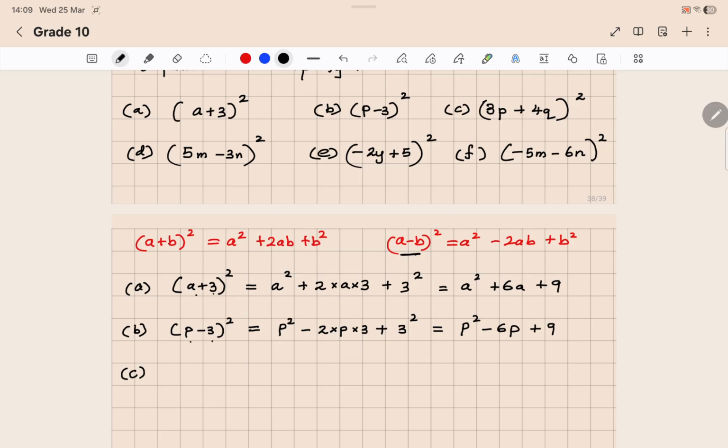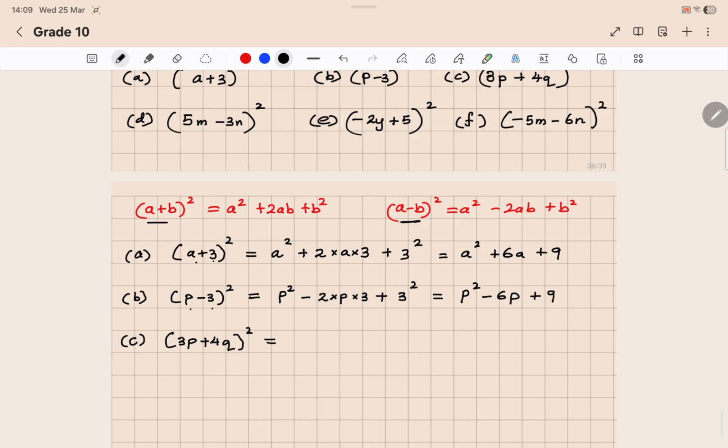Right. Then the next one, 3p plus 4q whole squared. So now the middle is plus, so we'll use the first formula. So 3p whole thing squared. First term is 3p. Then 2 times 3p times 4q, that's the middle term. These two multiply and double, to get that middle term. And the final term is 4q whole thing squared.